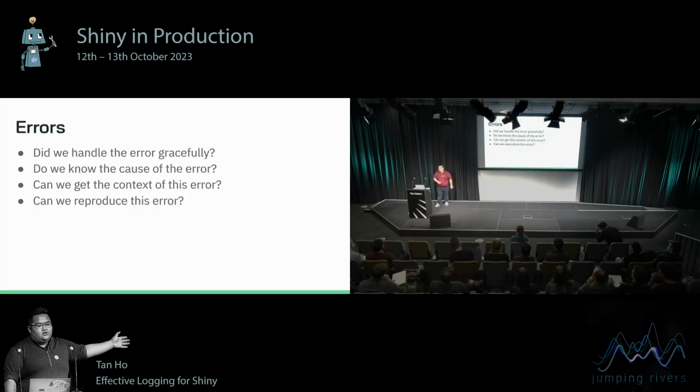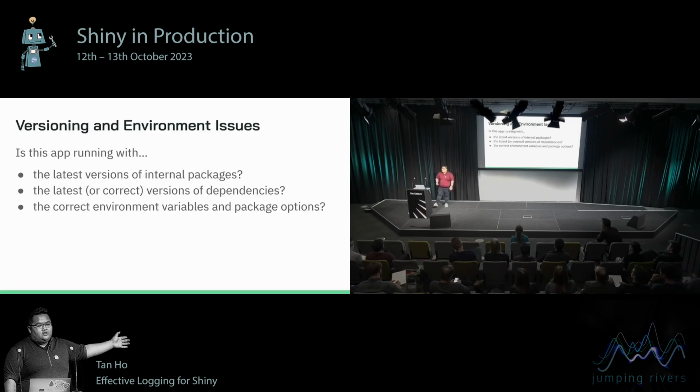We start with errors. Did we handle the error gracefully? Do we already have some kind of handling for this error? Do we know the cause of this error? Can we get the context of the error? Can we reproduce the error? If you can provide this information, it makes our lives much easier.